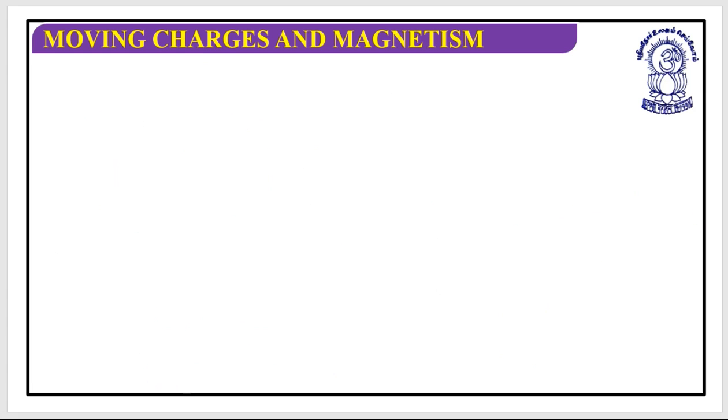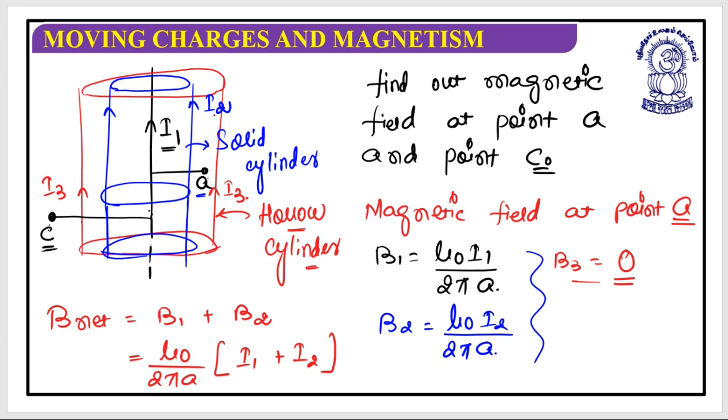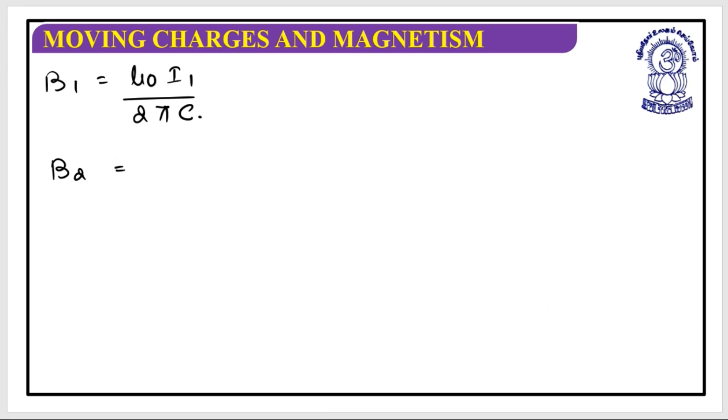That means what you need to do is write down the magnetic field due to the first wire. The distance is mu naught I1 divided by 2 pi C. Go for the B2, magnetic field due to the second wire. Yes, this is the second wire. It's a solid cylinder, and this is outside the point. It's mu naught into I2 divided by 2 pi C.